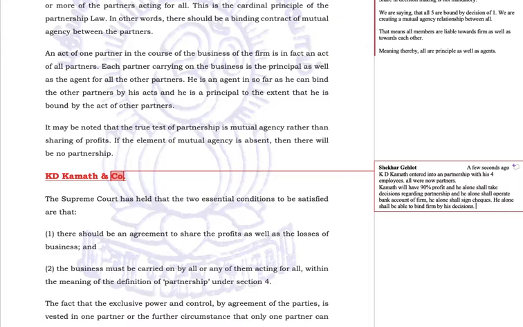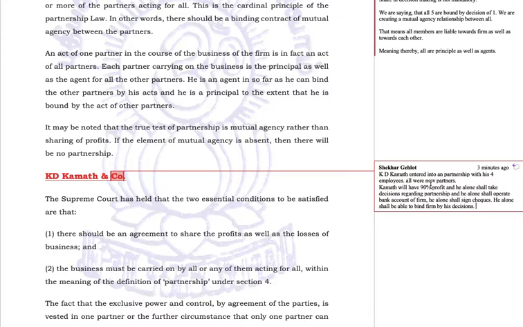Then what did the Supreme Court hold? The Supreme Court has held that two essential conditions have to be satisfied. The Supreme Court has further delimited these five essentials to two essentials. It stated there should be an agreement to share profits as well as the losses of the business. Now, is there an agreement in this case to share profits and losses? Yes, there is an agreement to share profit, 90% profit as well as losses.